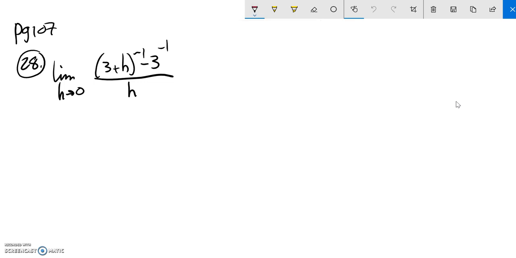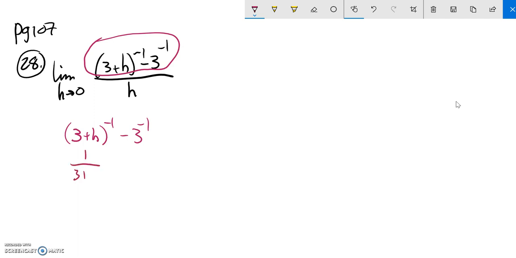But let me manipulate this. I'm going to clean this thing up a bit, so I'm just going to manipulate that here down below. I'm just going to rewrite it first: (3 plus h) to the negative 1 minus 3 to the negative 1. Remember, a negative exponent just takes a reciprocal. So this is the same as 1 over (3 plus h) minus 1 over 3.